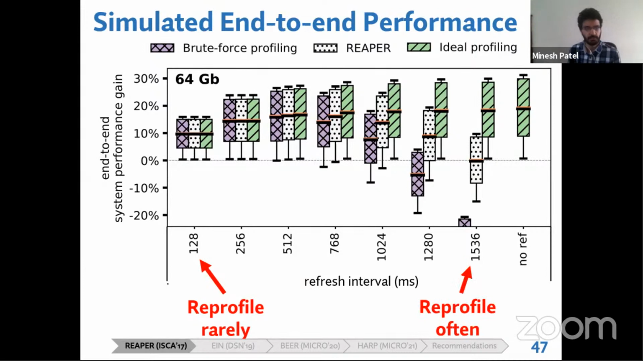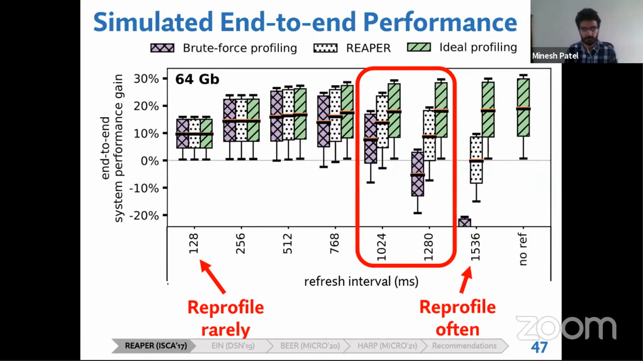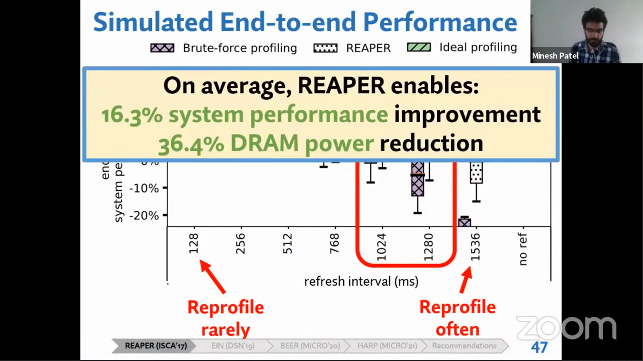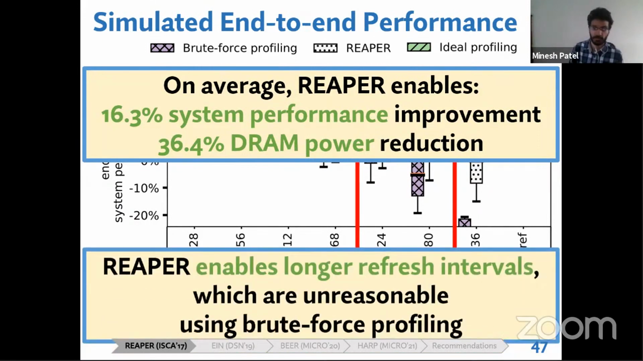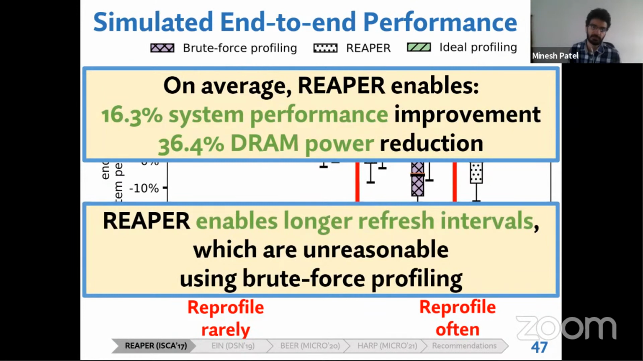However, the story is very different at longer refresh intervals where we have to reprofile very often. Here, the profiling overhead is very significant and actually begins to degrade system performance. We see that at moderate refresh intervals of 1024 and 1280 milliseconds, Reaper visibly outperforms brute force profiling because it is able to maintain more of the ideal profiler's benefit than brute force profiling is able to do. Overall, we find that Reaper enables a best case 16.3% system performance improvement and a 36.4% DRAM power reduction, which we show in our paper. And qualitatively, Reaper enables longer refresh intervals, which are unreasonable using brute force profiling.